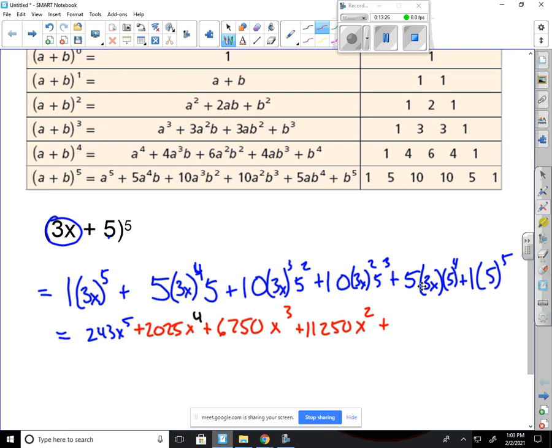Next one is going to be 5 to the fifth, because it's 5 times 5 to the fourth, which is 3125 times 3. That's 9,375 x to the first power. And then our last one is just 5 to the fifth. That's it. So a lot of calculator work in here and making sure you multiply it all out, but it's really not that hard. In general, I try to simplify it or just look at my numbers first before I even worry about the x to the fourth.